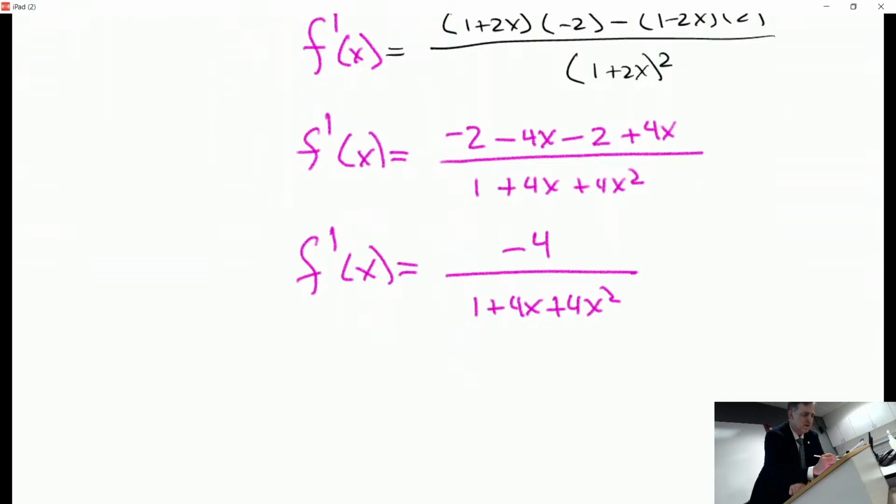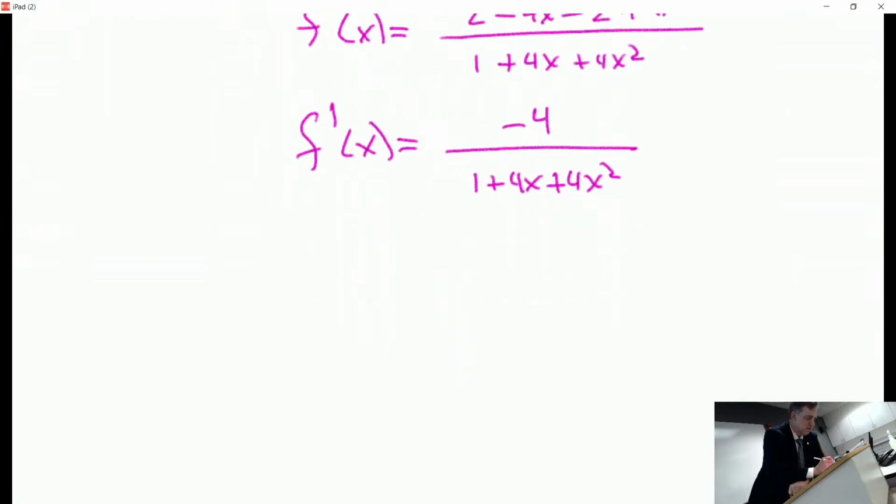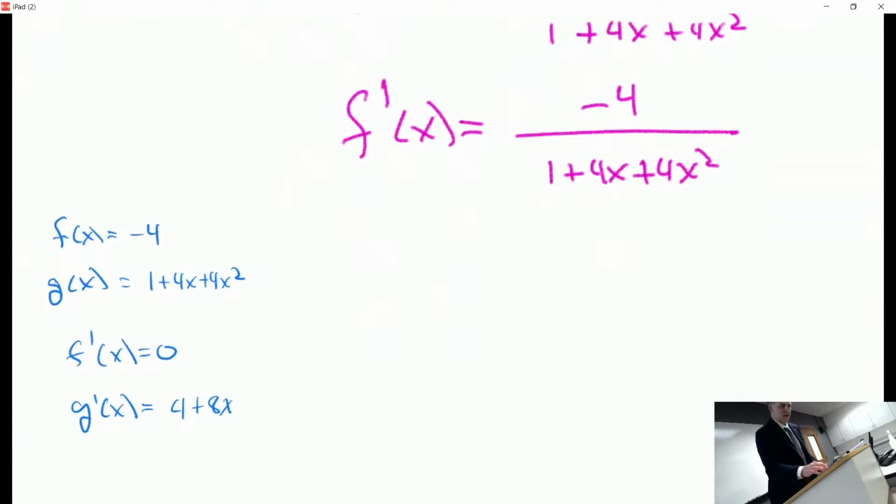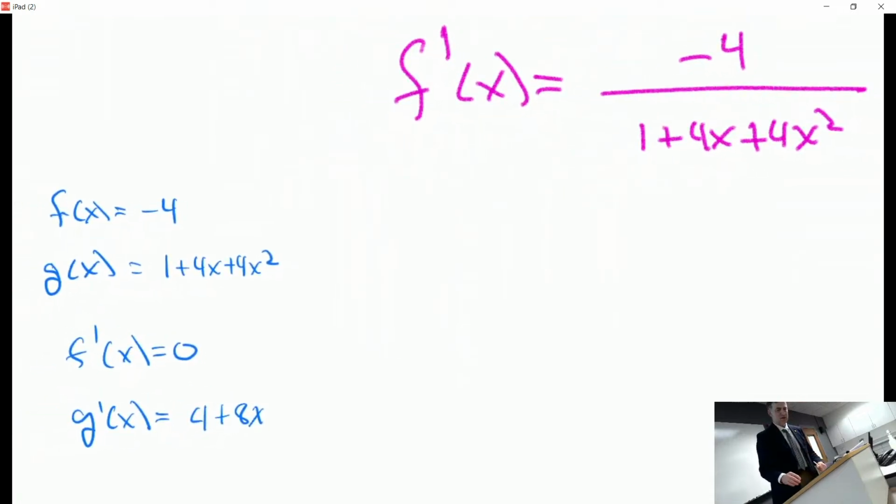So back to the drawing board. Let me pick a different color. How about blue? Okay, so in blue over here, I have f of x is the top function, g of x is the bottom function. f prime is 0. g prime is 4 plus 8x. So double check my math over there. That's really little. Let's see, can I make it a little bit bigger? Here, how's that? So all I did was take this, that's the top, this, the bottom, and I'm just sort of on the side keeping track of my derivatives so that I know what I'm going to plug into the quotient rule.